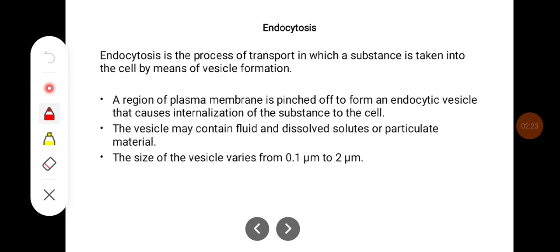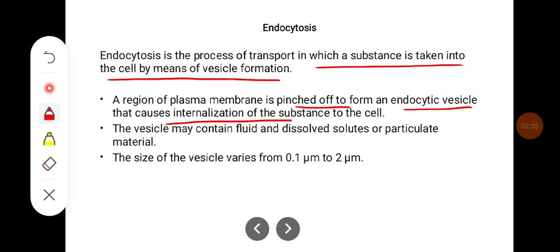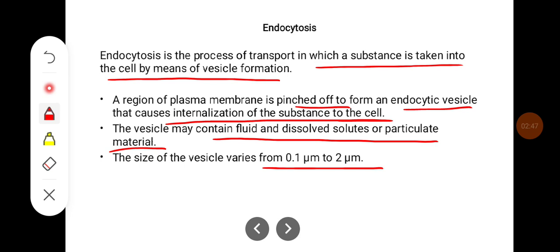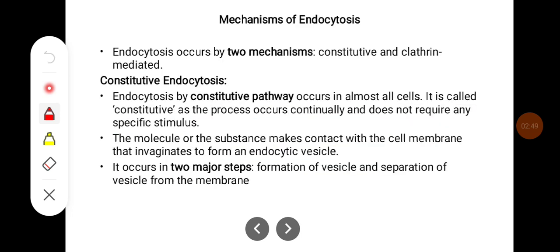Endocytosis is a process of transport in which substance is taken into the cell by means of vesicle formation. A region of plasma membrane is pinched off as an endocytic vesicle that causes internalization of the substance into the cell. The vesicle may contain fluid or dissolved solute or particulate material. The size of the vesicle varies from 0.1 to 2 microns. Endocytosis occurs by two mechanisms: constitutive and Clathrin mediated.